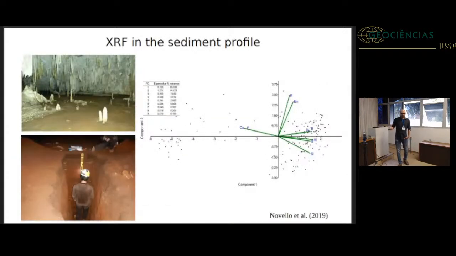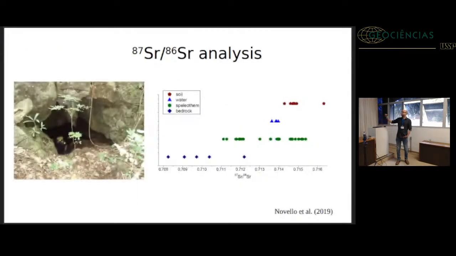We did the XRF in the sediment, just to understand also the source of the sediment. We find two groups of elements. One group relates more with clastic deposition. Another group relates more to chemical compounds, like more organic compounds, like phosphorus, for example. I will explain in a couple of slides why I'm presenting this, okay?